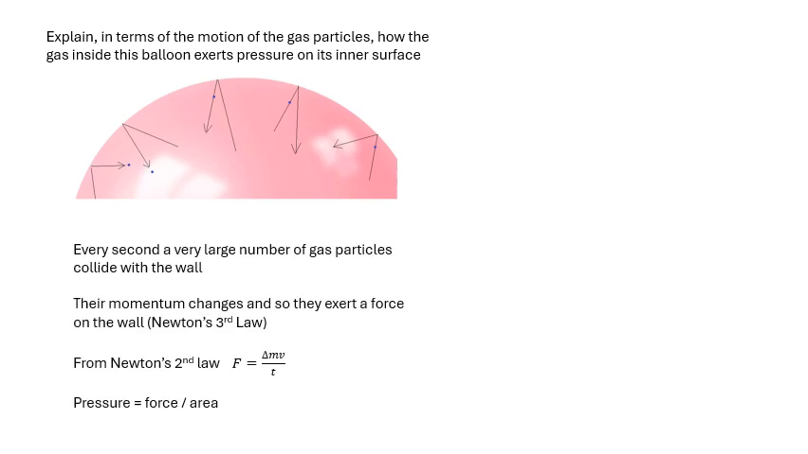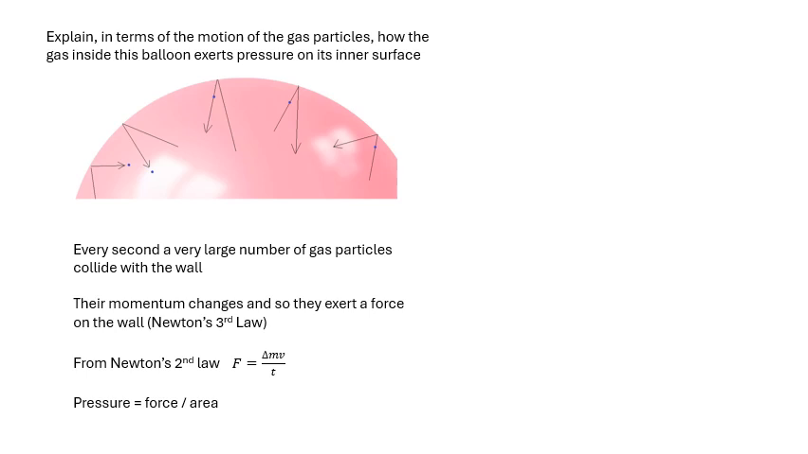This is a very, very common exam question. Explain in terms of the motion of the gas particles how the gas inside this balloon exerts pressure on its inner surface. If you've read the question, in terms of the motion of the gas particles, it wants an answer about the particles hitting the walls. The answer you should write down is something like, every second, a very large number of gas particles collide with the wall. Their momentum changes, and so they exert a force on the wall.